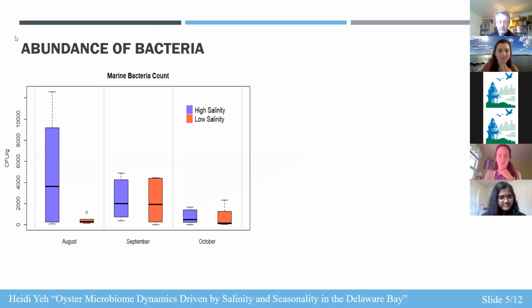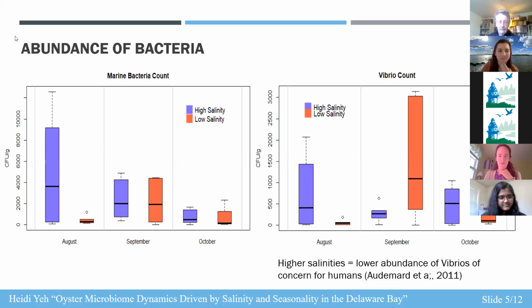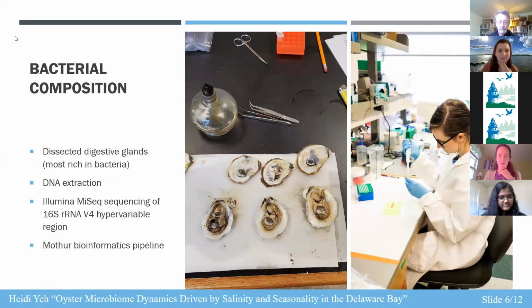There was much more variability in the number of bacteria from the Vibrio genus, shown in the right panel, which I selected for with TCBS medium, but numbers were generally higher at low salinity sites. This is consistent with previous studies which have concluded that Vibrio pathogens of concern for human consumers are reduced in oysters held in higher salinities.